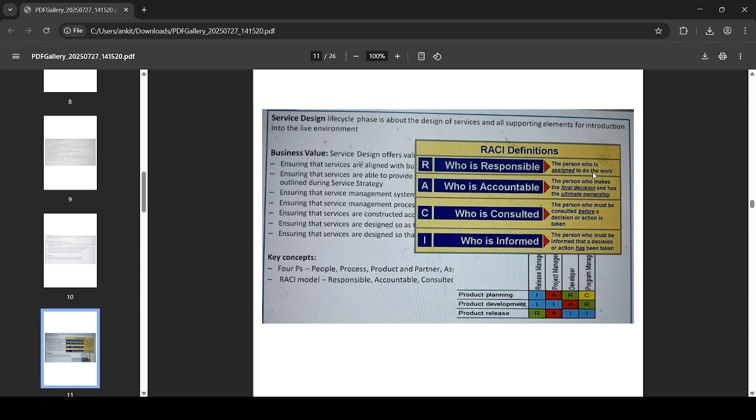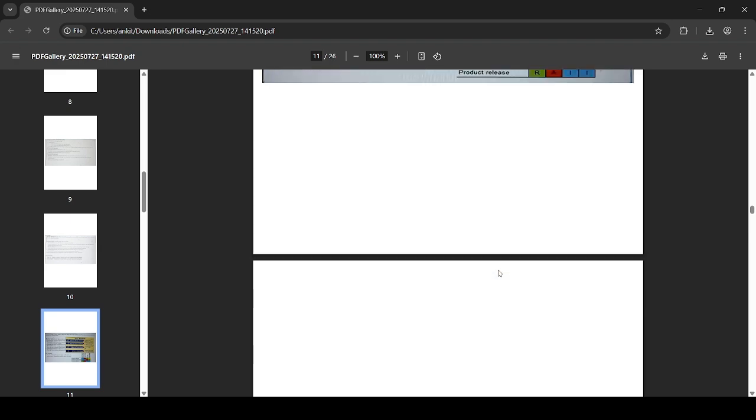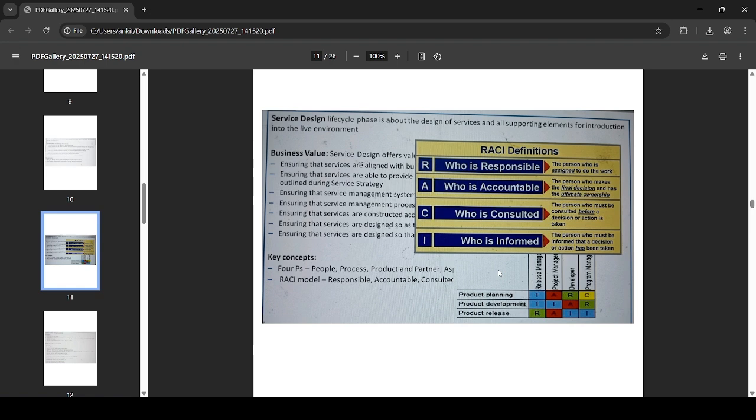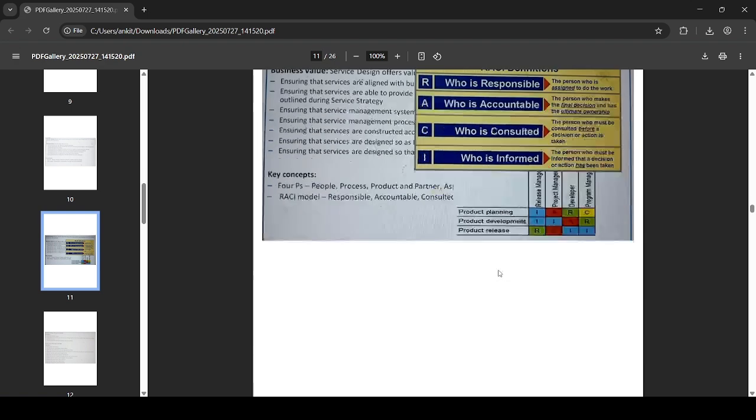Who is responsible? The person who is assigned to do the work is responsible. In the service design, we have to think of it. Who is accountable? The person who makes the final decision and has the ultimate ownership. Who is consulted? The person who must be consulted before a decision or action is taken. Who is informed? The person who must be informed that a decision or action has been taken. So the RACI model is responsible, accountable, consulted, and informed. These are the 4 parts, and this comes under service design.